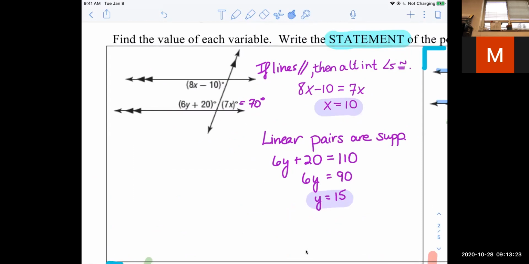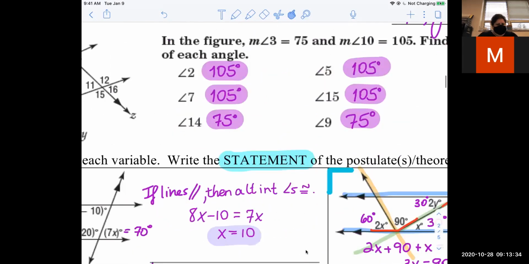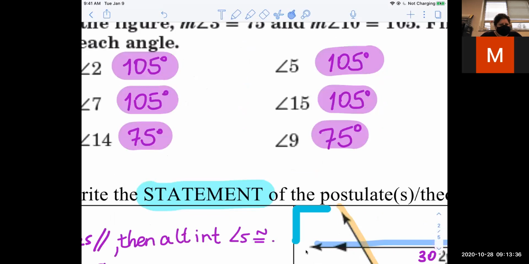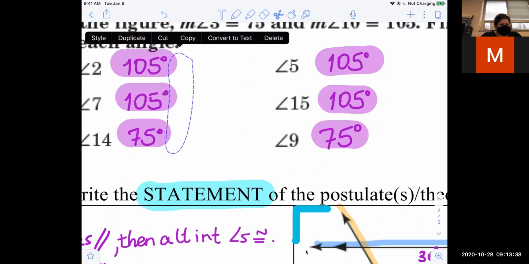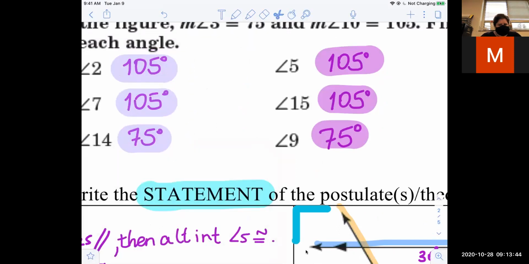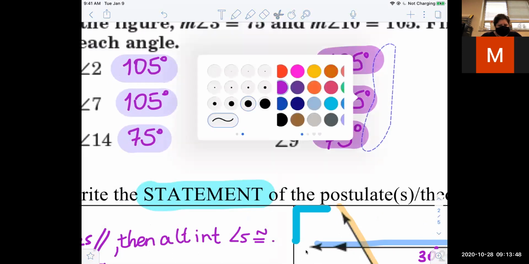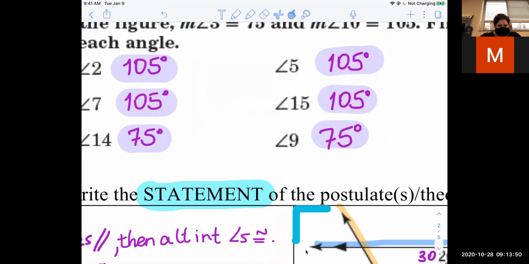Oh, I'm sorry, I skipped over it. Let me go back up to the top. There we go. Sorry about that. Do you agree with my answers? It's a little hard to read stuff like that.